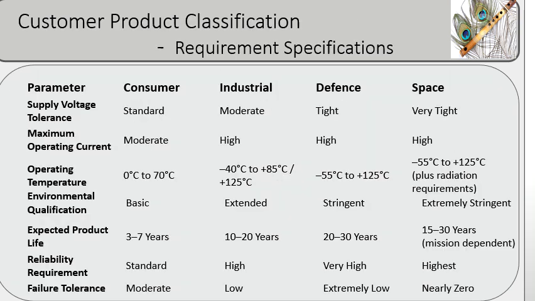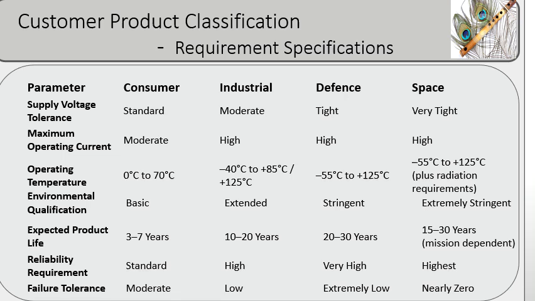Reliability requirements are not the same for different ASIC market segments like consumer, industrial, defense, and so on. It depends on the application and the operating environment. Consumer products typically prioritize low cost and moderate lifetime, while industrial, defense, and space systems demand much higher reliability under wider temperature ranges and harsher environmental conditions.